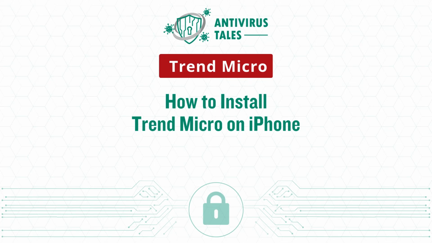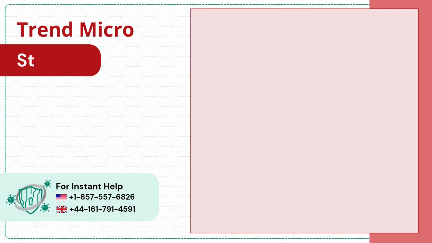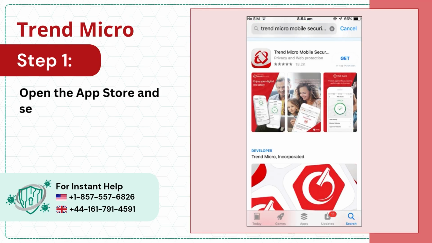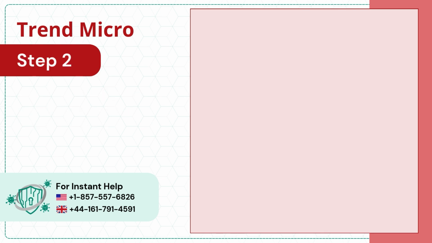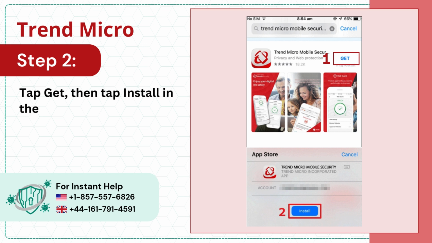How to install Trend Micro on iPhone. Step 1. Open the App Store and search Trend Micro Mobile Security. Step 2. Tap Get, then tap Install in the prompt to proceed.